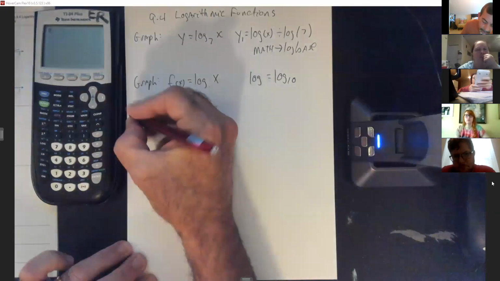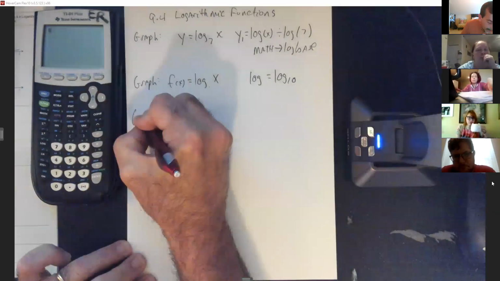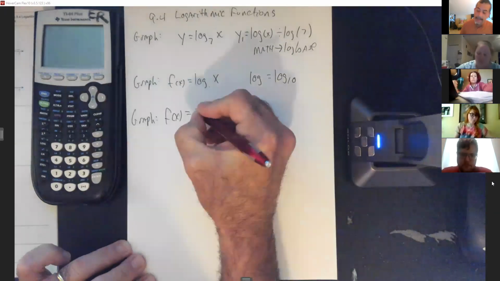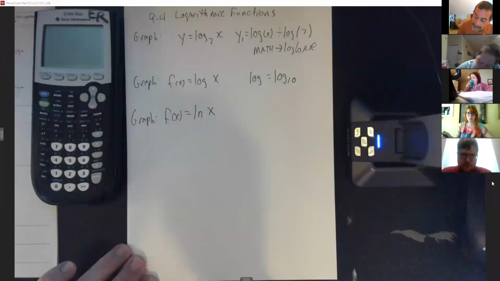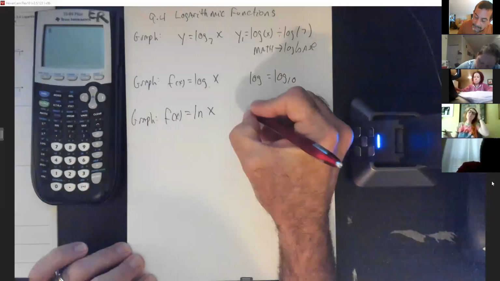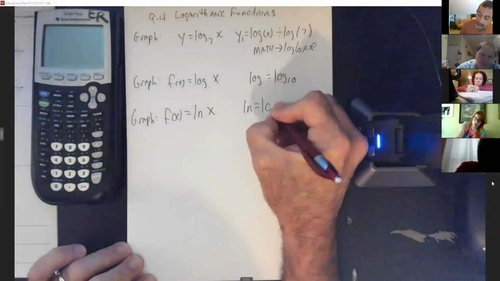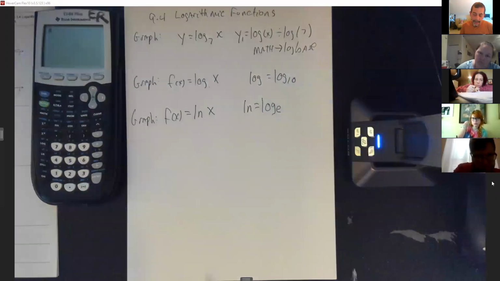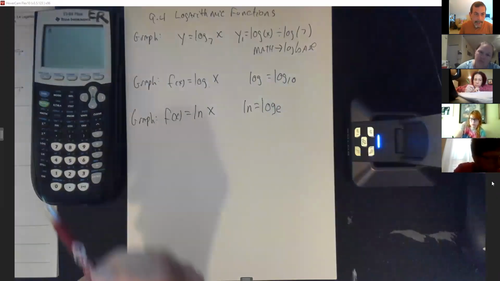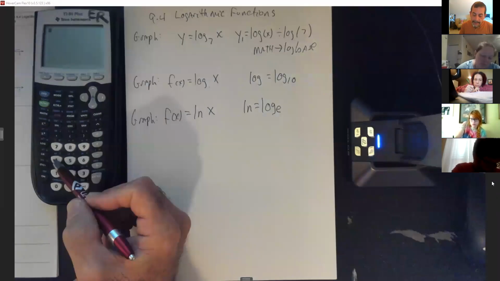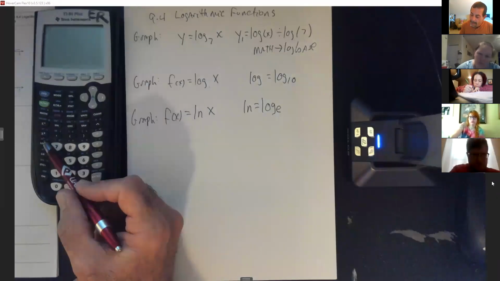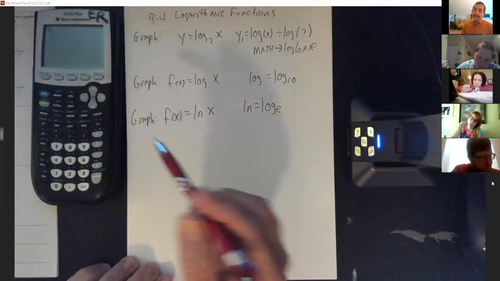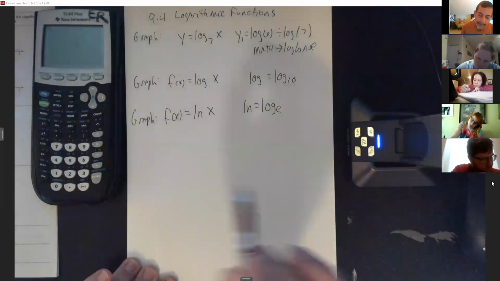All right, then the next one we'll graph real quick is f of x equals the ln of x. So an ln is a special log. It's a log base e. And the ln is right next to the 4 on your calculator. So since those are our special ones, they keep them on the top of the calculator. Anything else, I have to go into the math and do the log base.